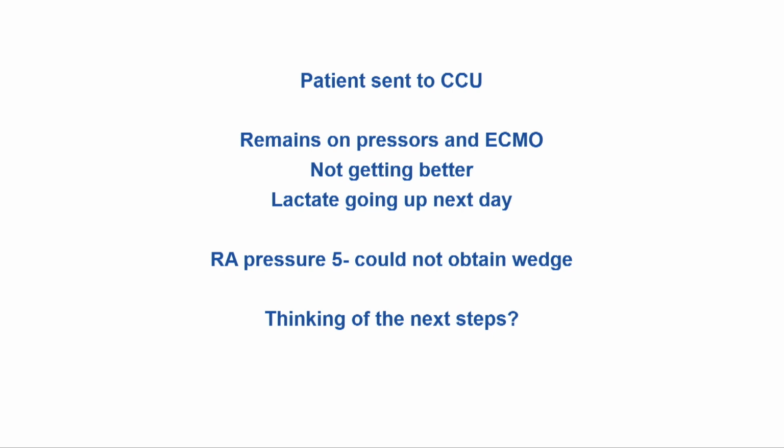So next day, patient remains on pressors, on ECMO. He was not getting better. Lactate kept going up. RA pressure is 5, of course, we're pulling blood out of the RA. We could not obtain wedge. So at this point, we were thinking out of the box, and what do you think of the next step? I mean, the patient is fully on ECMO. I know I'm missing a lot of numbers, but these are the numbers I have right now. So what do you think the next step should be?